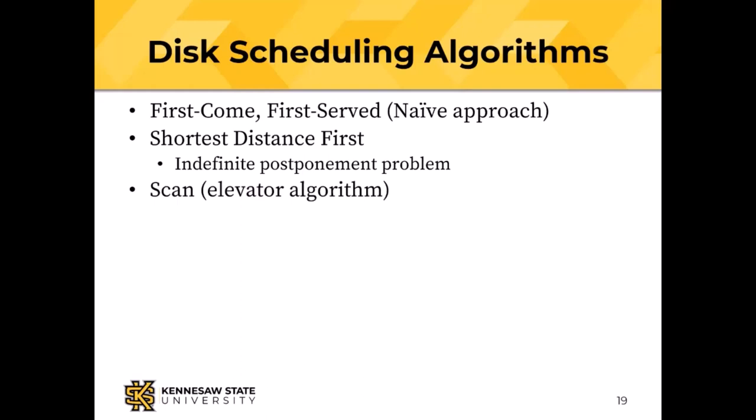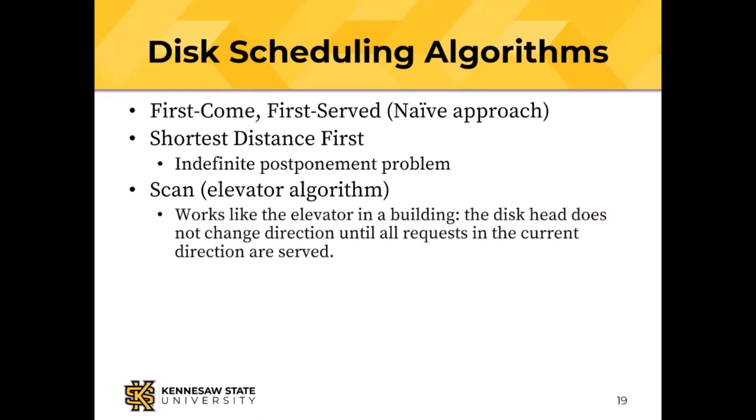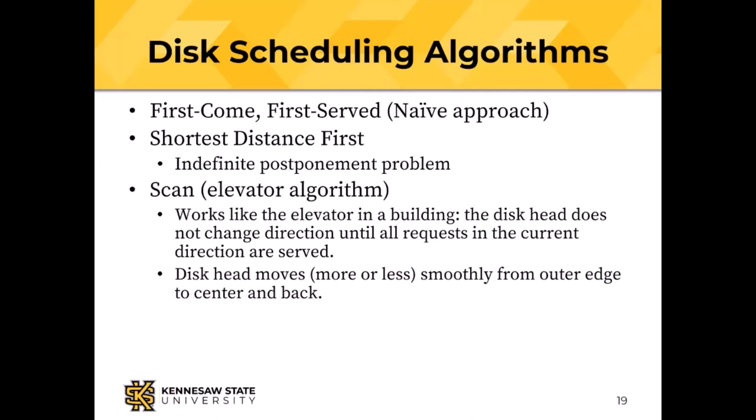Instead, we use this thing called the elevator algorithm or the scan algorithm. If you think about a building elevator, the elevator goes up until there are no more requests to move up. Then it turns around and moves down until there are no more requests to move down. Then it goes back to going up. It only changes direction when it has run out of requests for the direction in which it was going. The elevator algorithm for disk scheduling does the same thing. It doesn't change directions until all requests in the current direction have been served. So the disk head moves more or less smoothly from the outer edge to the center of the disk, then more or less smoothly from the center of the disk back to the outer edge. And it doesn't go any further than it needs to in either direction.